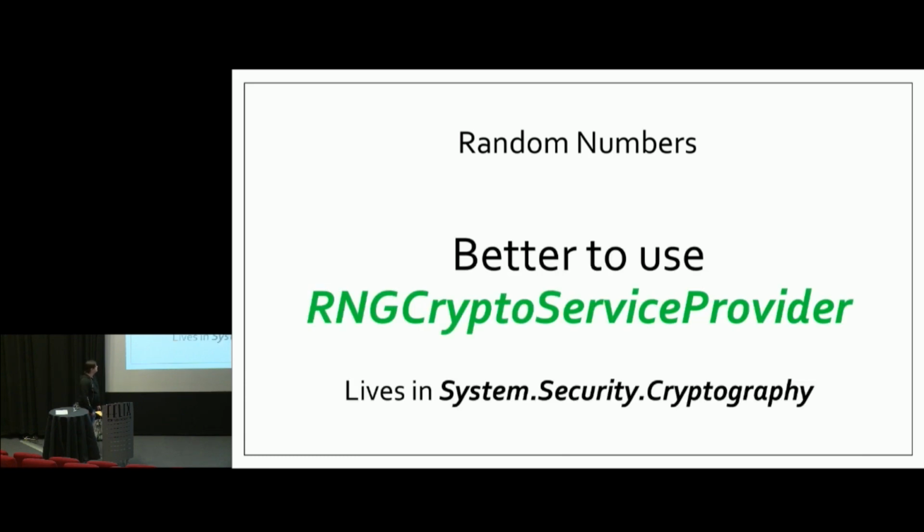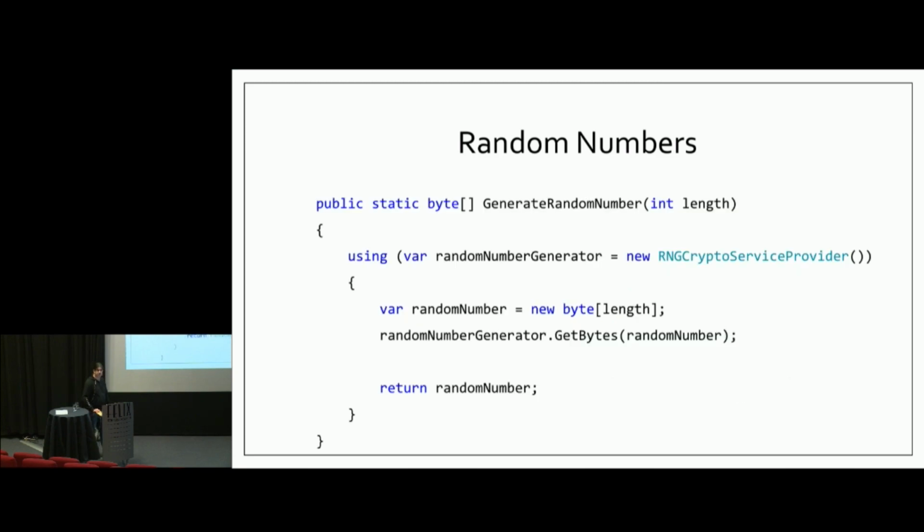The one we should be using, which is a lot better, is the RNGCryptoServiceProvider class, which lives in System.Security.Cryptography. And thankfully, it's very easy to use. Everything in .NET is very easy to use, which is great. So we have a method here, GenerateRandomNumber, and we pass in a length in bytes. We initialize the RNGCryptoServiceProvider. We create a new byte array at our desired length. We call GetBytes on the random number generator object, and we return the result. So what we get back is a byte array of random data.